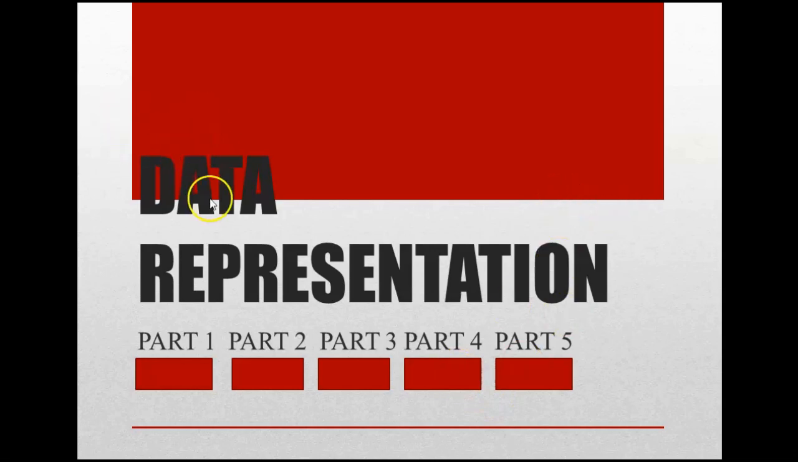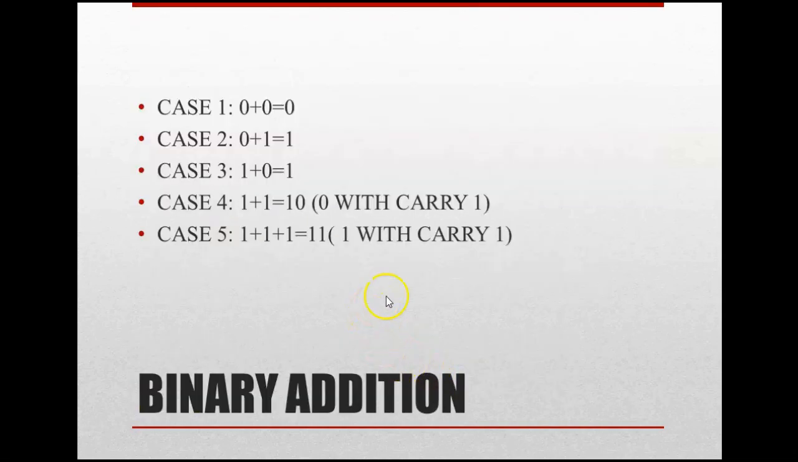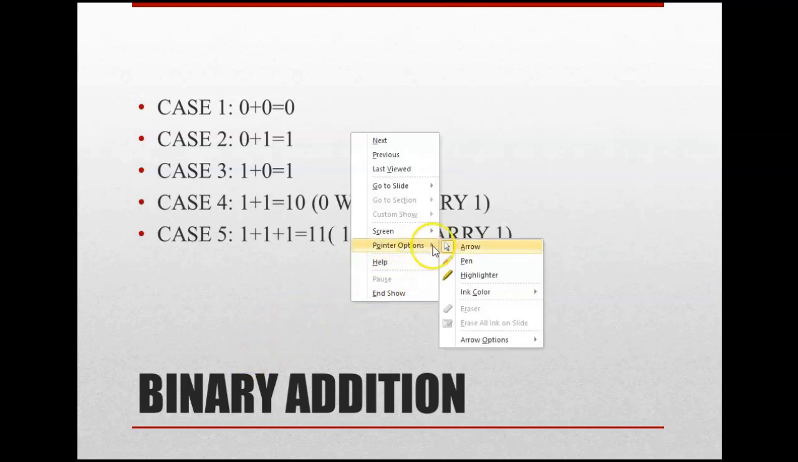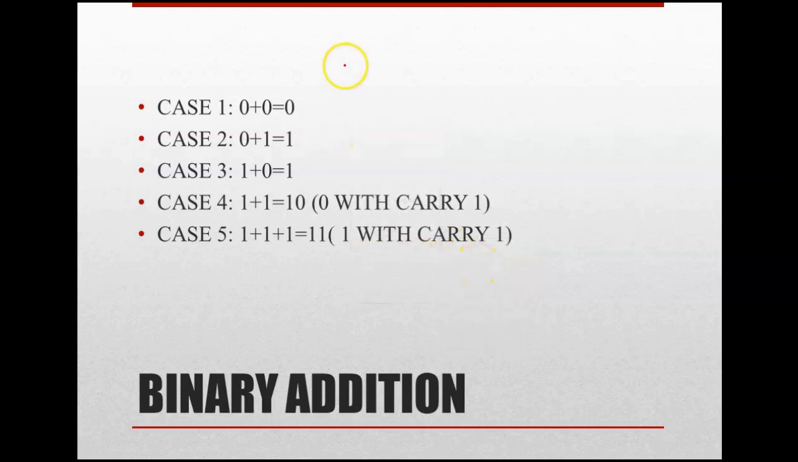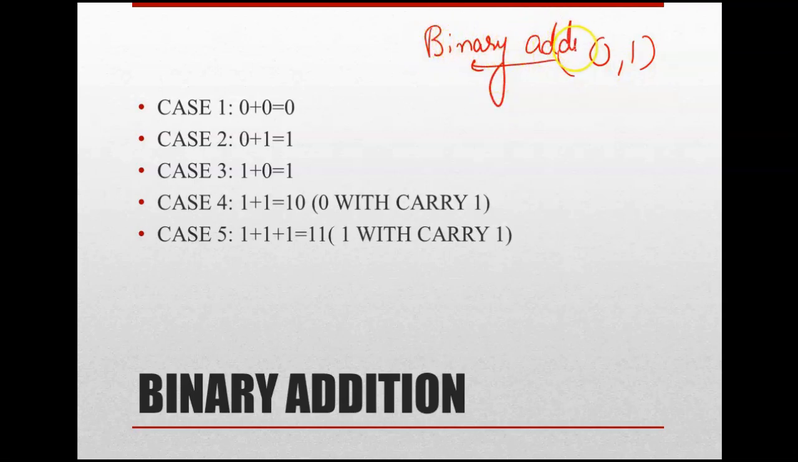So now let us start with the next topic, which is binary addition. How can we work with binary addition? Binary numbers are in the form of 0 and 1. If something is written only with the help of 0 and 1, it is considered a binary number. So when you go for binary addition, you only have to add 0 and 1 values. This is based on 5 different cases.